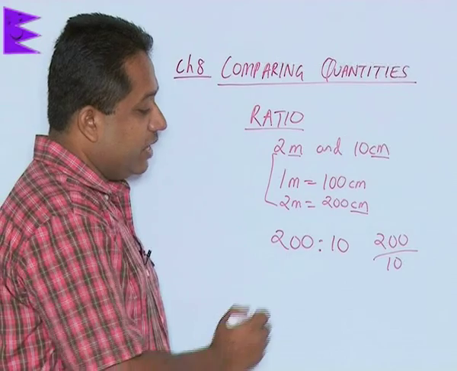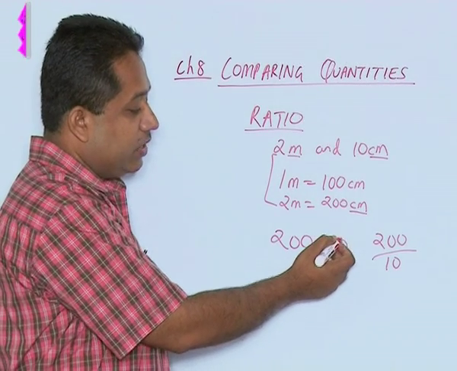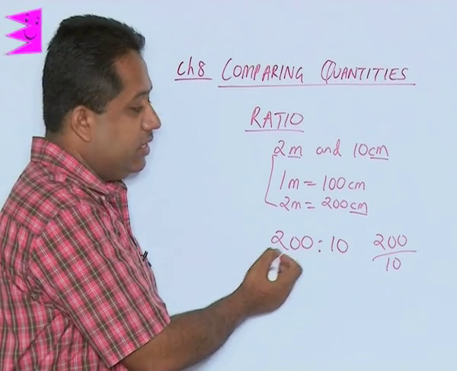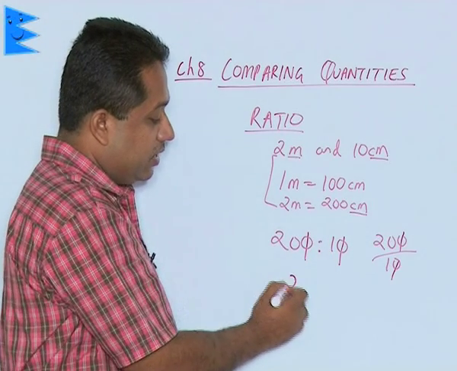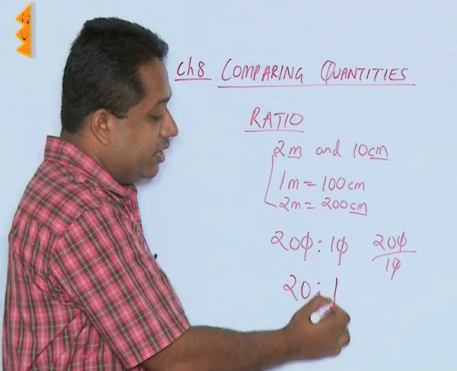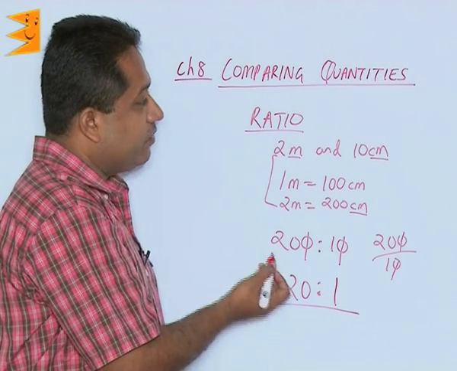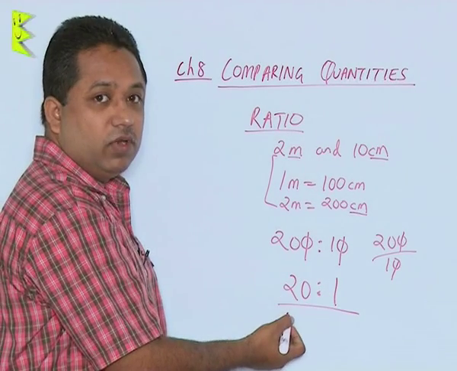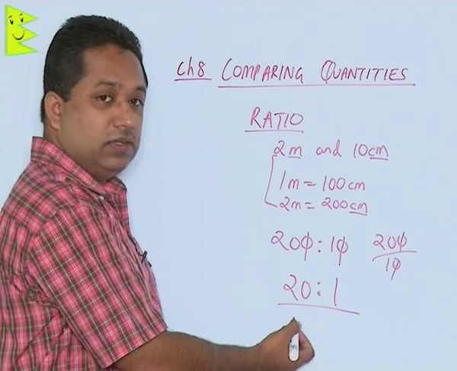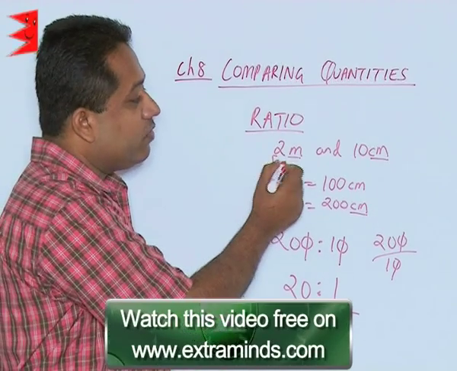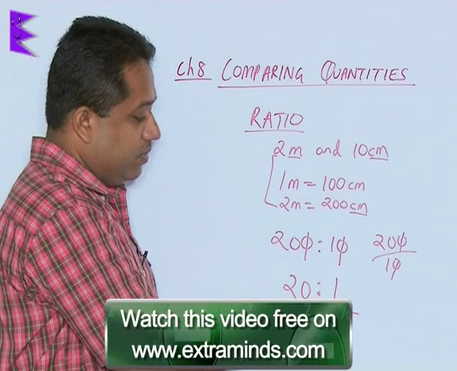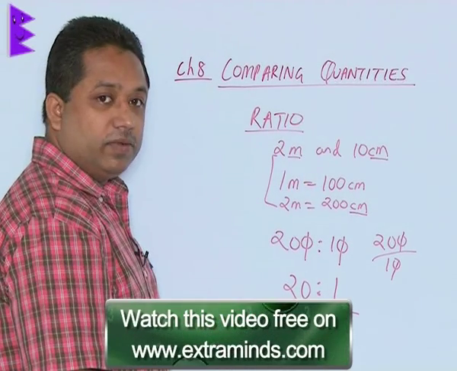Now, if you look at this 200 upon 10, this is not in the simplified form. We can simplify it by cancelling by 10. So, 10 goes once and 10 goes 20, or we can simply cancel the zeros. So, what are we going to get? We are going to get a ratio of 20:1. And please remember that when we are calculating ratio of two quantities, there will be no units. Ratios are always independent of units. So, I can say the ratio of 2 meter to 10 centimeter is 20:1.